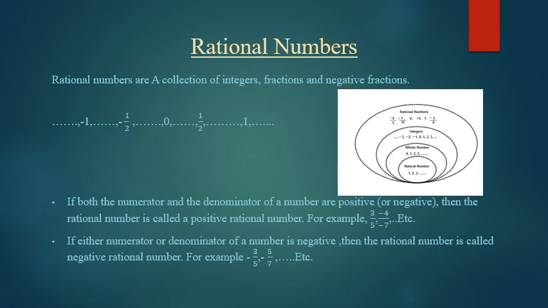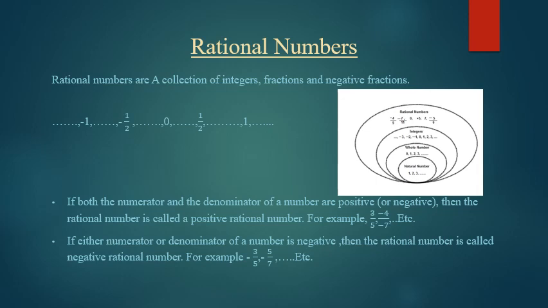So let's say your first point is, if both the numerator and the denominator of a number are positive or both are negative, then the number is said to be a positive rational number. So we can say that a rational number is said to be positive if both the numerator and denominator are of the same sign, either positive or negative. For example, 3 upon 5 contains both numerator and denominator positive, so it is said to be a positive rational number.